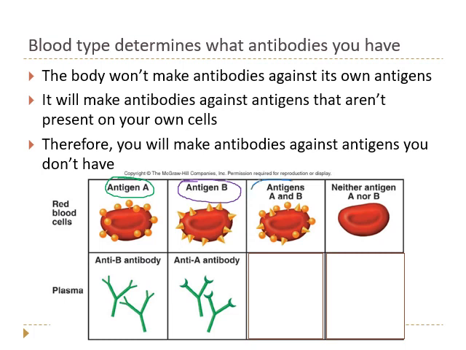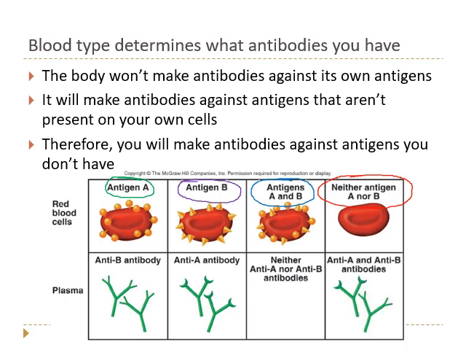Interestingly, if you have both, then you're like, hey, it's all good. Everybody's on the list. Everybody's part of my family, right? Both A and B antigens are self. And so you're not going to make antibodies against either A or B. However, if you are type O, so this is type O here, then you do not recognize anybody. You're a purist. You don't have any antigens on your blood cells. So you're going to make antibodies against both A and B antigens.